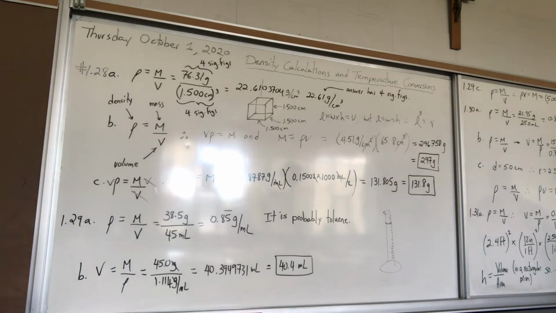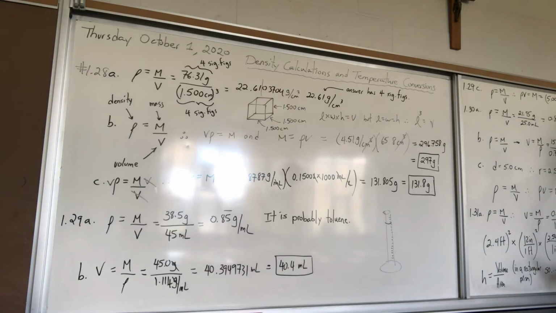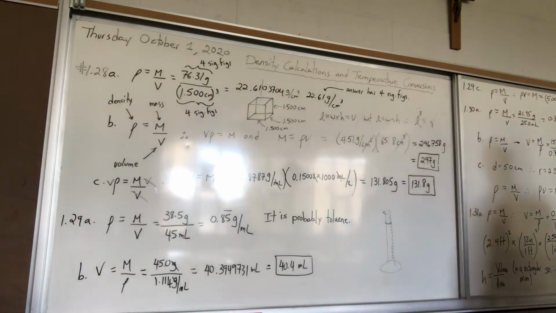129C: A cubic piece of metal measures 5 centimeters on each edge. If the metal is nickel, whose density is 8.9 grams per centimeter cubed, what is the mass of the cube? Similar setup as before, except now we're trying to find the mass. So I isolated the M by transposing the V. Density times volume equals mass. This 5 centimeters is raised to the power of 3. Why? Because it's a cube and it has 3 dimensions. Same reasoning as over here. It's 5 by 5 by 5, so it's 5 centimeters, all cubed.